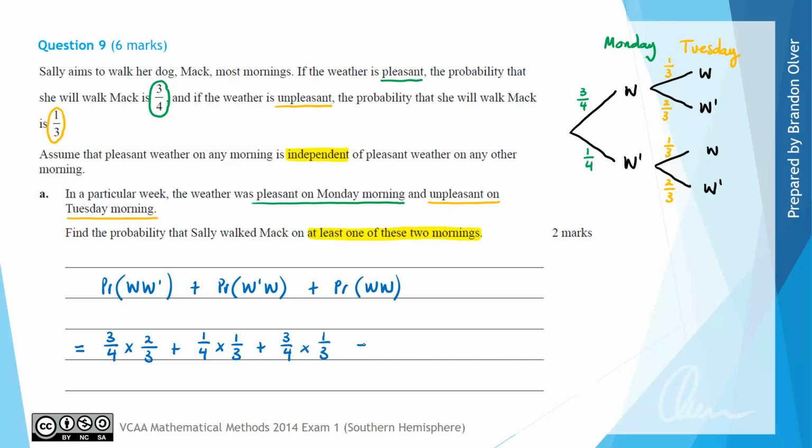So evaluating that, 3 times 2 is 6/12 for our first term, plus 1/12 for our second term, plus 3/12 for the next term. That gives 10/12, which is equal to 5/6. So that is the probability that Sally walks Mac on at least one of these two mornings.